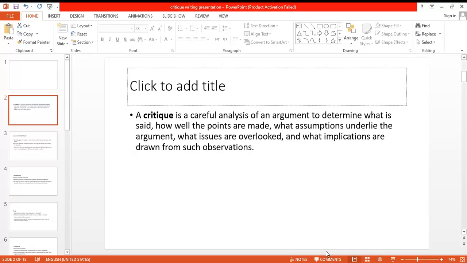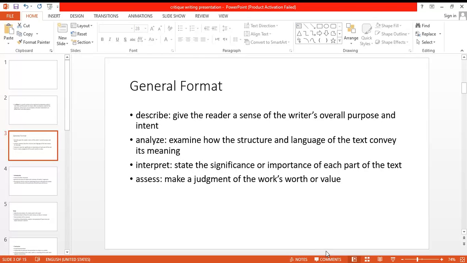The critique is an essay. So, like any essay, it has its parts. Now, if you are writing a critique about a fiction, the format will be slightly different. If you're writing a critique on a non-fiction, it's going to be slightly different. But the general format of a critique should contain four elements.